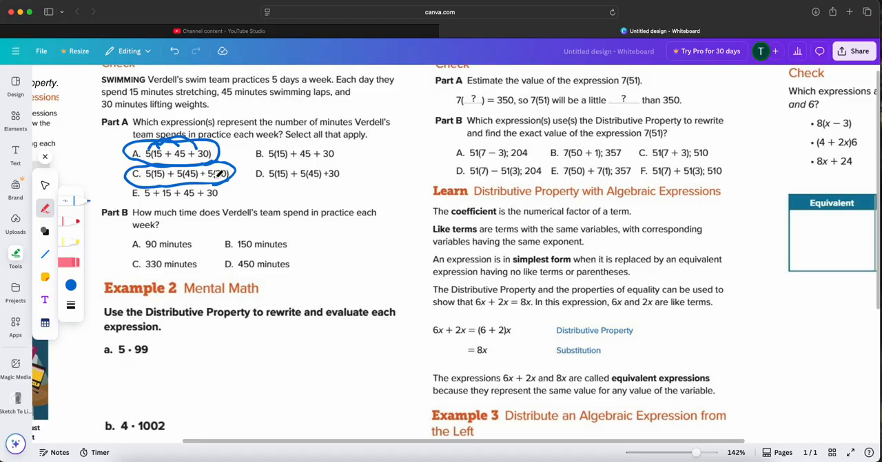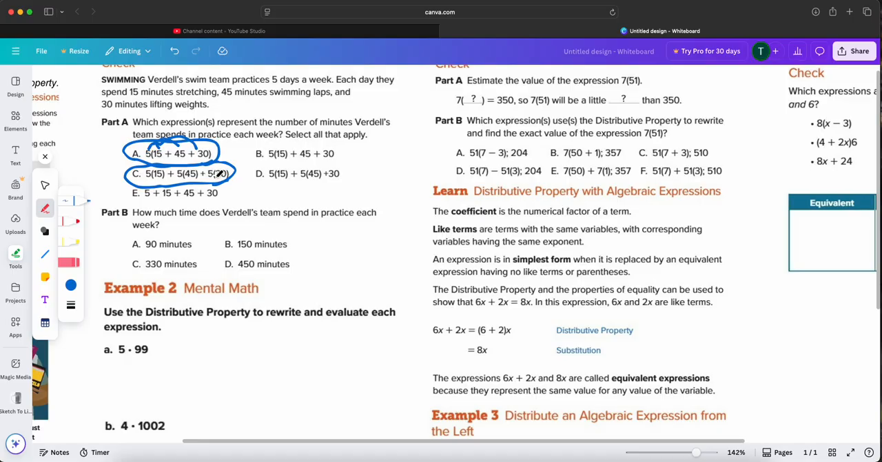B, they only multiplied the 15 minutes by 5, and they didn't take into account that the 45 and 30 minutes are also happening on those 5 days. And then D, it neglected the 30 minutes happening those 5 days. So that's why that's out. So B wants us to go ahead and solve that.